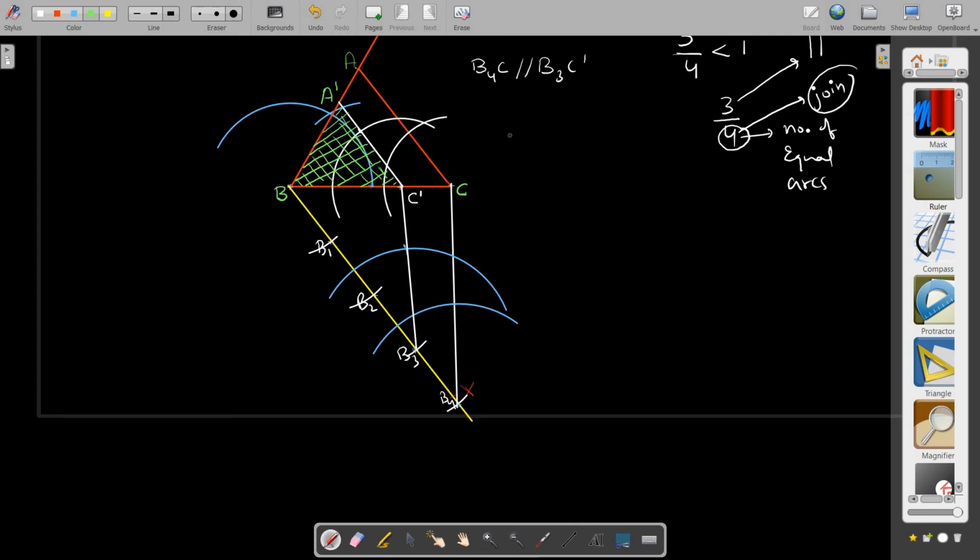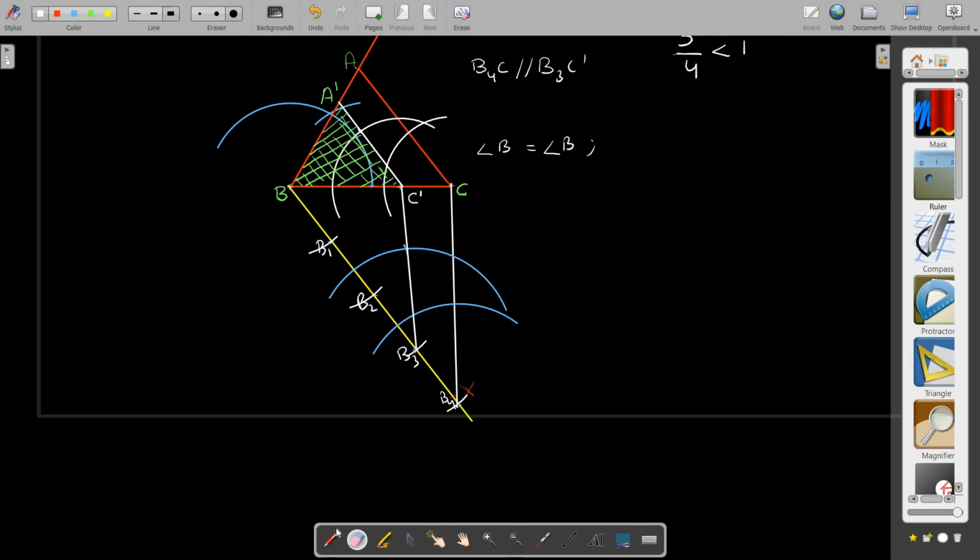Here in the justification, since angle B is equal to angle B, it is common to both the triangles, and let me erase this part so that I'll write the justification here. And angle BC prime A prime is equal to angle BCA.